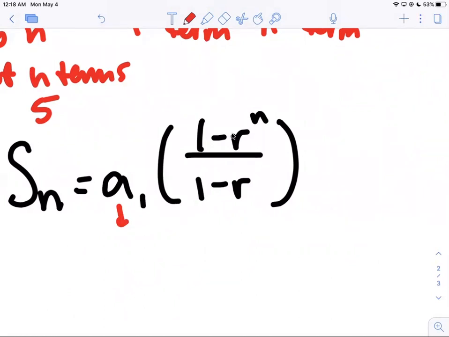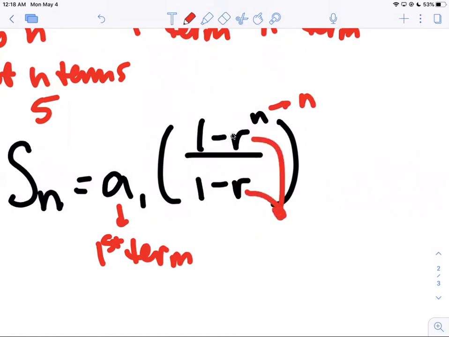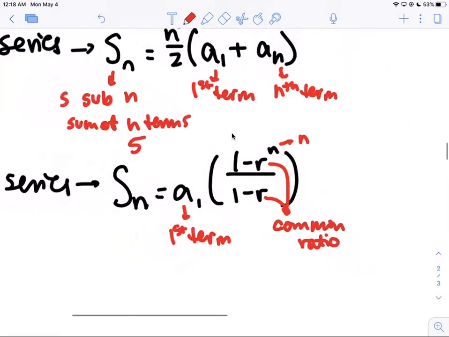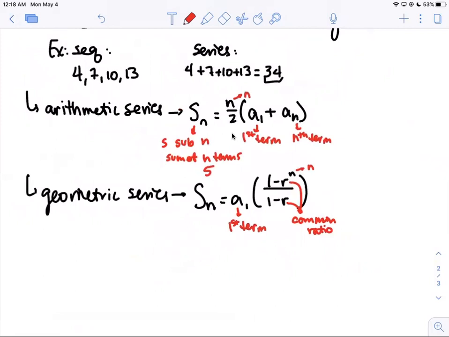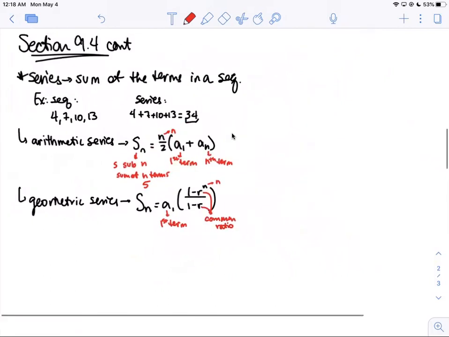It uses similar ideas as before, but I do use r here. So I need to know the first term, and I need to know how many terms we're doing, which is the n. And then my r is my common ratio, as we've done before. If I'm multiplying by 2 each time, my r is 2. If I'm dividing by 3, my r is 1/3, those kinds of things. So we just plug and chug if I ask you to find the sum of this many numbers in a geometric series.